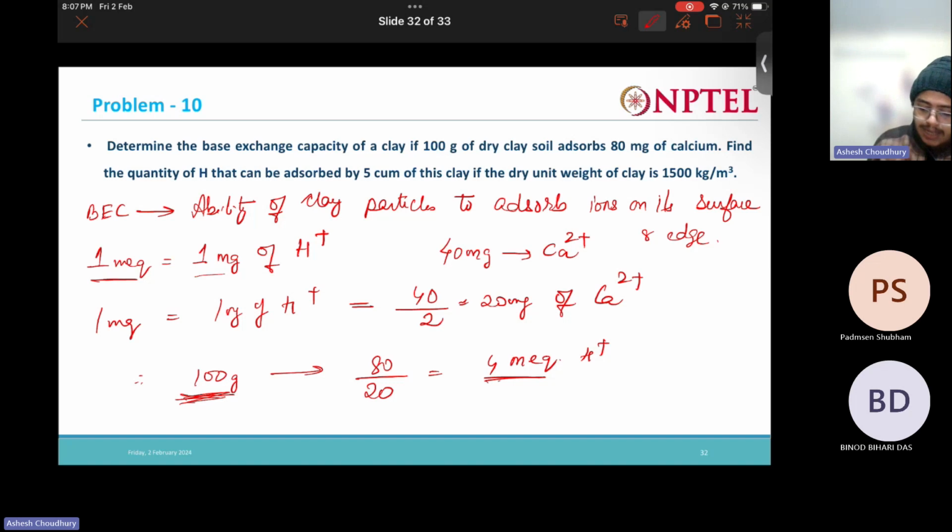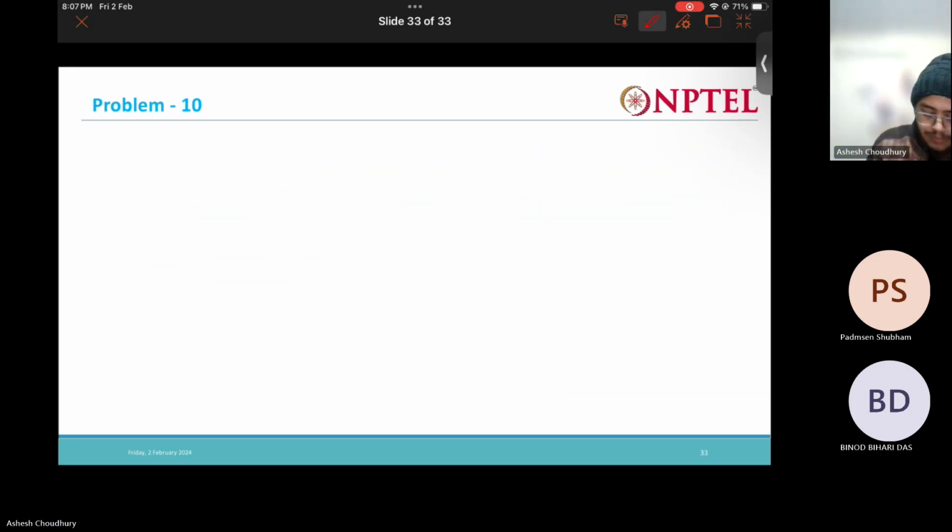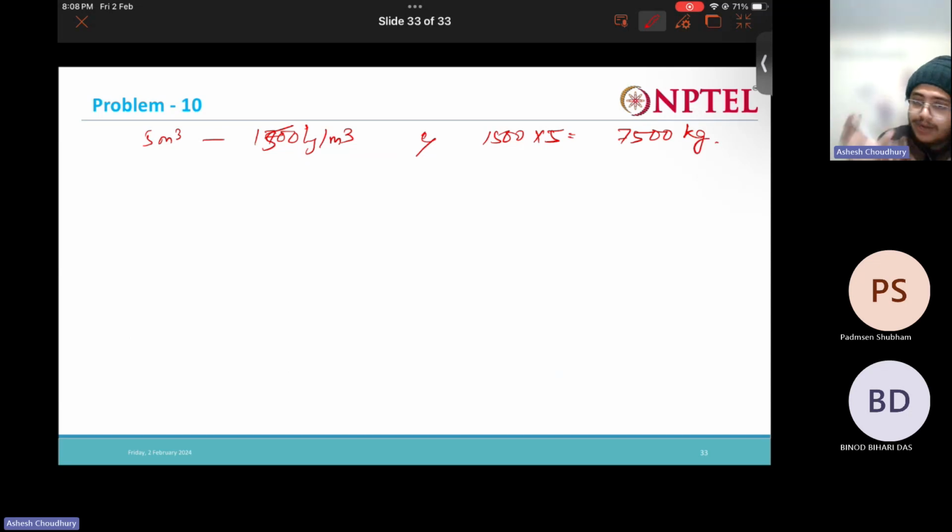Now our question is the quantity of hydrogen that can be adsorbed by 5 cubic meter of this clay, dry unit weight of clay 1500. So 5 meter cube and weight is given 1500 kg per meter cube. That is how much? 1500 into 5. It is 7500 kg. Right, this much total weight. We need to find out how much hydrogen will actually be adsorbed by 7500 kg of this clay.